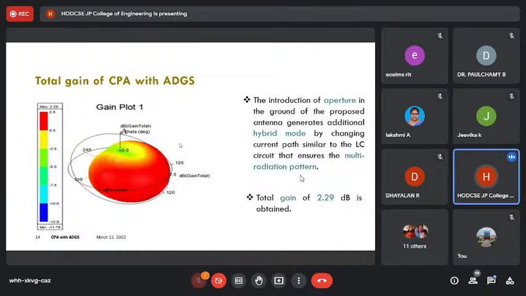Let us understand it by an LC circuit. That ensures the multi-radiation pattern, so the total gain of the antenna is improved. The total gain is 2.29 decibel. Here we can understand the total gain of the antenna by using this curve. The maximum gain of 2.29 is obtained.